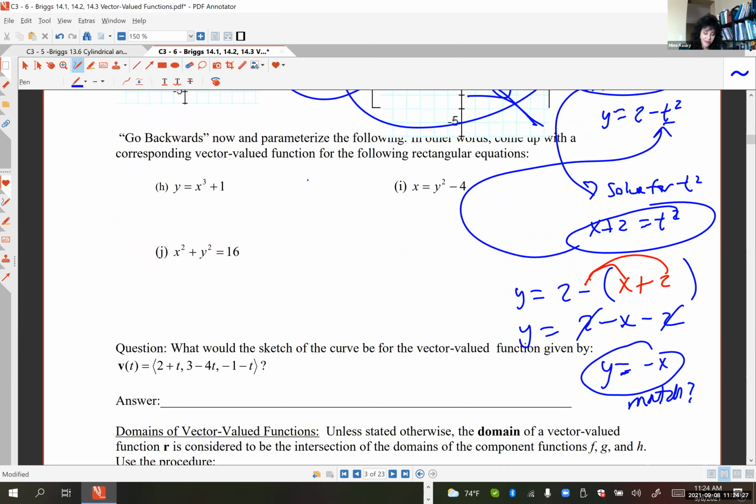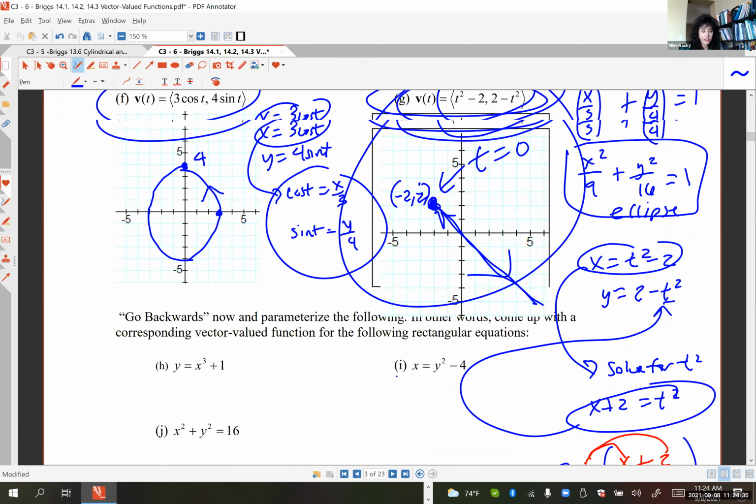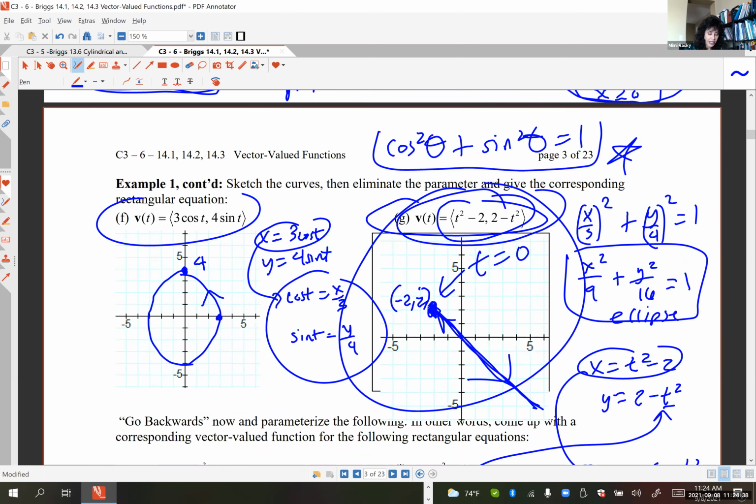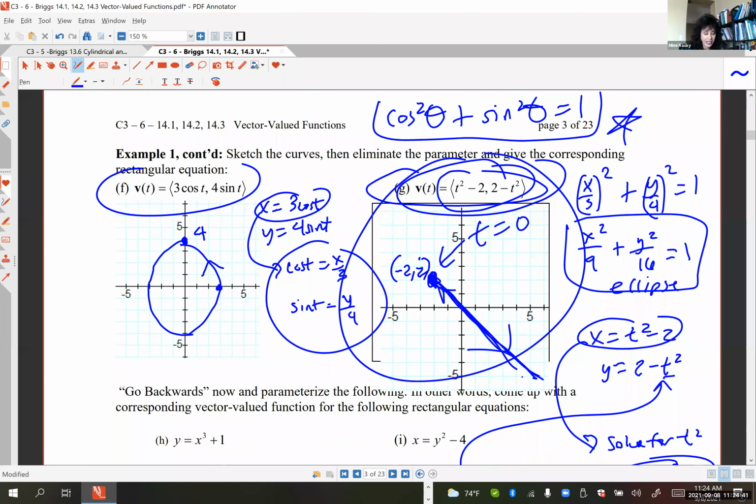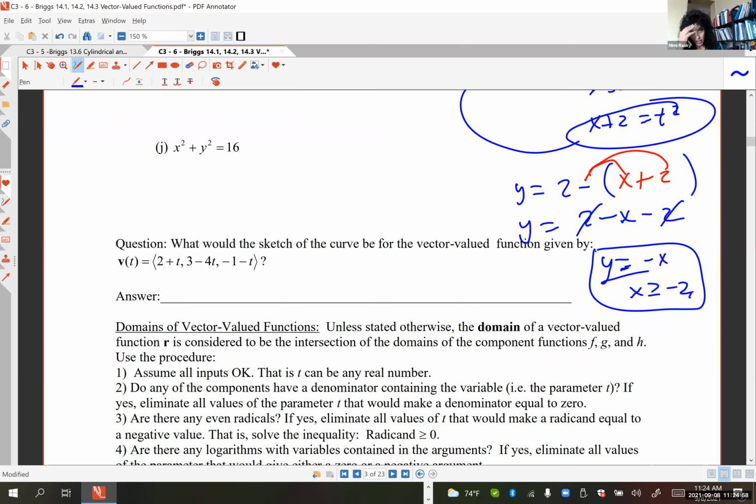And I claim it doesn't. Because y equals negative x, that would be an entire diagonal line. But our vector valued function didn't have the entire line, y equals negative x. It kind of went up to this point, negative 2, 2, and then hooked a U-turn and went back down. So we're going to, again, restrict the domain. And we're going to say, okay, it's y equals negative x as long as x is greater than or equal to negative 2. Now we'll have a match of the graphs because we'll erase the portions of this diagonal line if x isn't greater than or equal to negative 2. We'll take care of it, get rid of it. Okay.